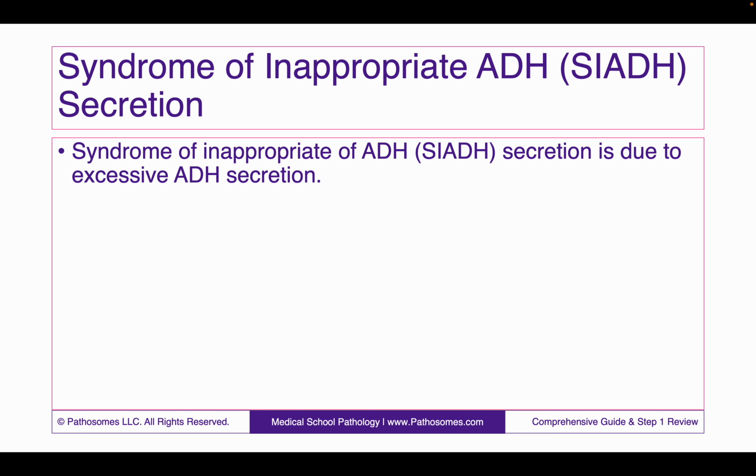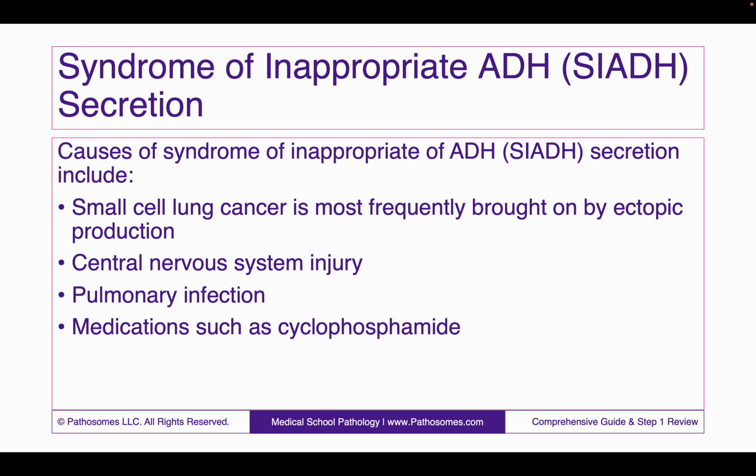Now, let's talk about syndrome of inappropriate ADH secretion. This is due to an excessive ADH secretion, right? It's inappropriately secreting too much ADH. Causes of syndrome of inappropriate ADH secretion include small cell lung cancer, right? That's the most frequently brought on by an ectopic production. Central nervous system injury could do it. Pulmonary infection even. And medications such as cyclophosphamide.